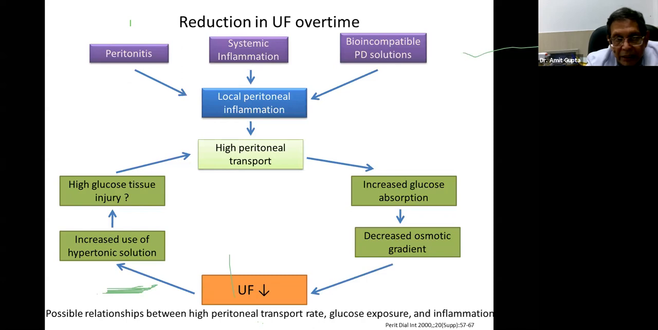So reduction in the ultrafiltration occurs because of peritonitis, frequent episodes, systemic inflammation, and bioincompatible PD solutions, which can lead to local peritoneal inflammation. This can lead to high peritoneal transport. When there's high peritoneal transport, there's increased glucose absorption, a decrease in the osmotic gradient, and reduction in the ultrafiltration. With reduction of the ultrafiltration, you tend to use more hypertonic solutions, which can again lead to further injury of the peritoneal membrane because of the higher amounts of glucose in the fluid. So this is a vicious cycle. Once this cycle starts, it continues.